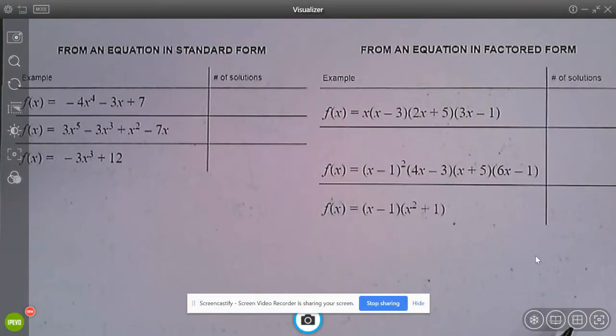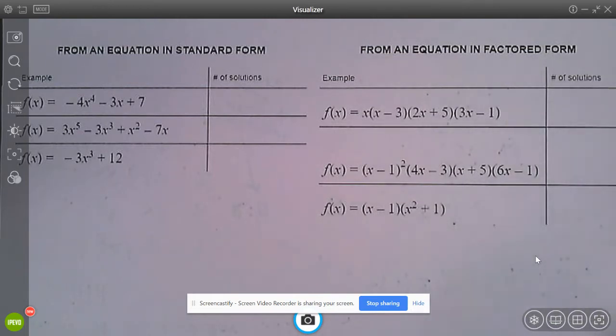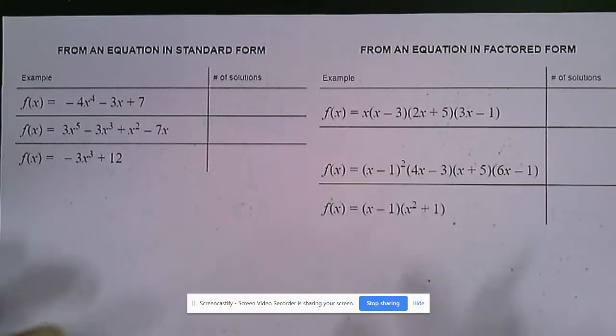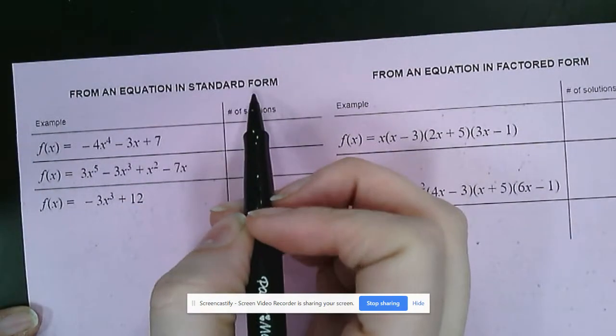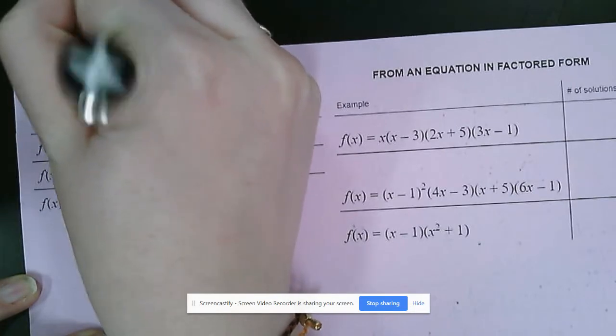Okay, these are the notes from Monday 2/24, and I'm going to teach you how to predict how many roots or solutions an equation has depending on the form that it's in, and then we're also going to find the y-intercept of any polynomial. So we actually already know how to do it in standard form. So the question that's being asked here is, how many solutions?